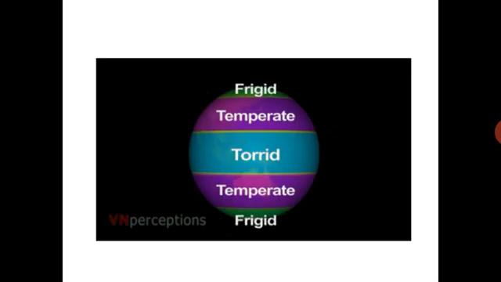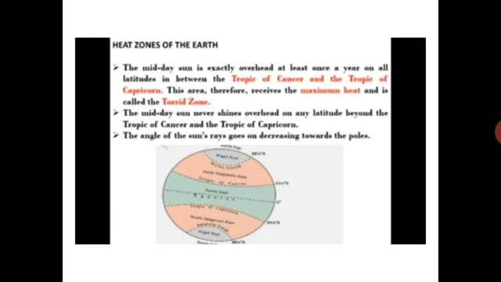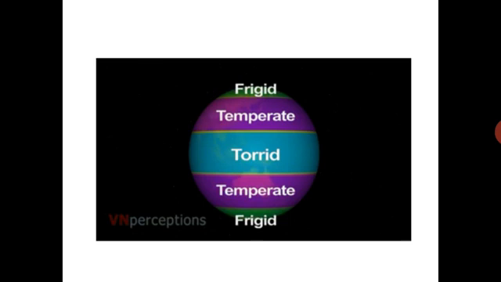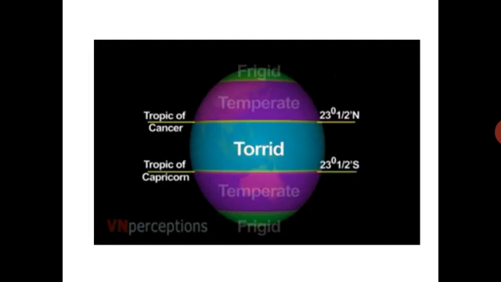See, these are the heat zones. What are they? Frigid zone, temperate zone, torrid zone, isn't it? Here the midday sun never shines overhead on any latitude beyond the Tropic of Cancer and the Tropic of Capricorn. See, these are the heat zones. The torrid zone is located in between the Tropic of Cancer and the Tropic of Capricorn.